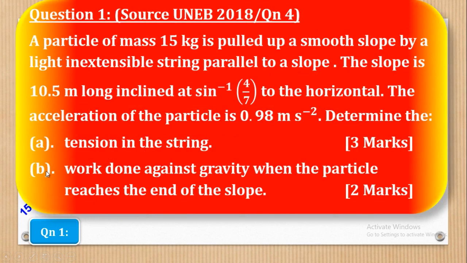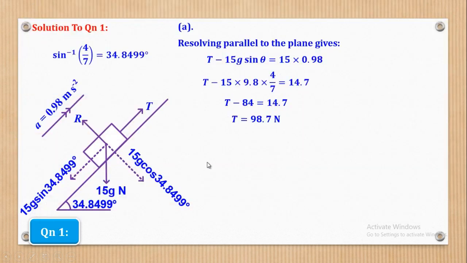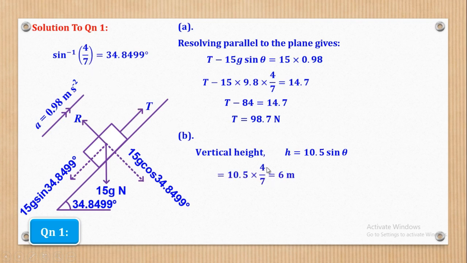Now we shall go to part B, which says determine the work done against gravity when the particle reaches the end of the slope. So we shall come to part B and say, first of all, the vertical height moved will be equal to 10.5 sine theta. So we have to resolve that inclination. This is the hypotenuse, so the vertical height will be 10.5 sine theta. But I know sine theta is equal to 4/7, so when I substitute for sine theta, I come up with my h being equal to 6 meters.